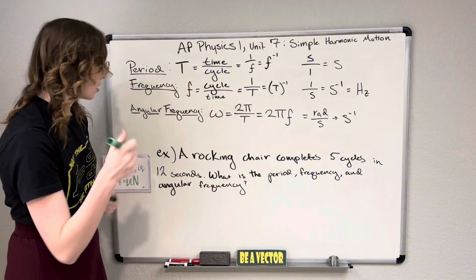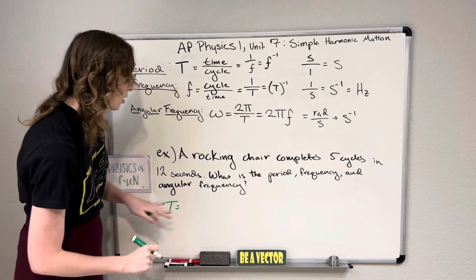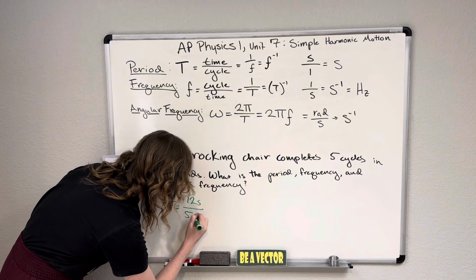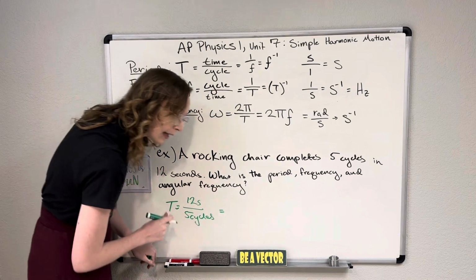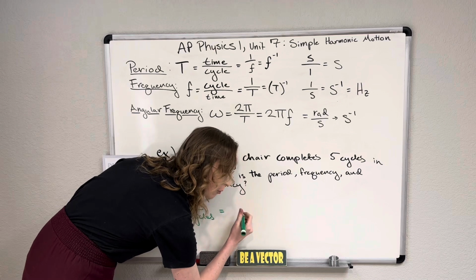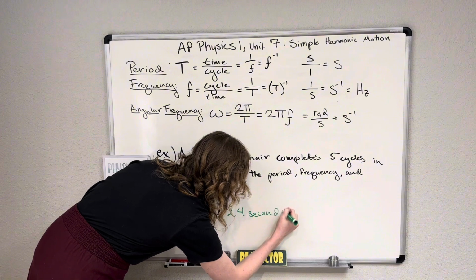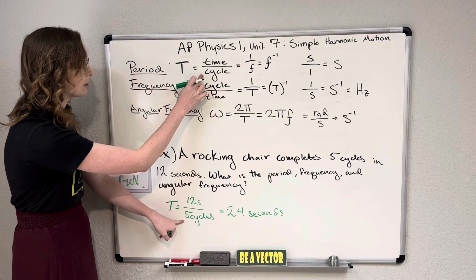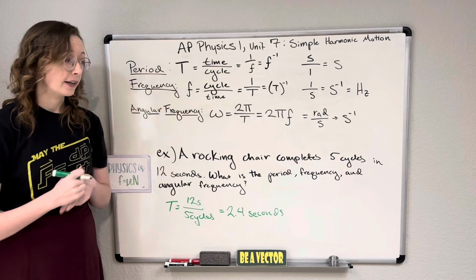So first, let's talk about our period. We know that our period is equal to the time it takes us per cycle. So we have 12 seconds to complete 5 cycles. So we have 12 divided by 5. I can't do that in my head, but thankfully I have it written down. 12 divided by 5 is 2.4 seconds. And our units here are just seconds. So that is the period. It's just the time that we travel divided by the number of cycles it takes us. Gives us 2.4 seconds per 1 cycle. So that's our period of our rocking chair.